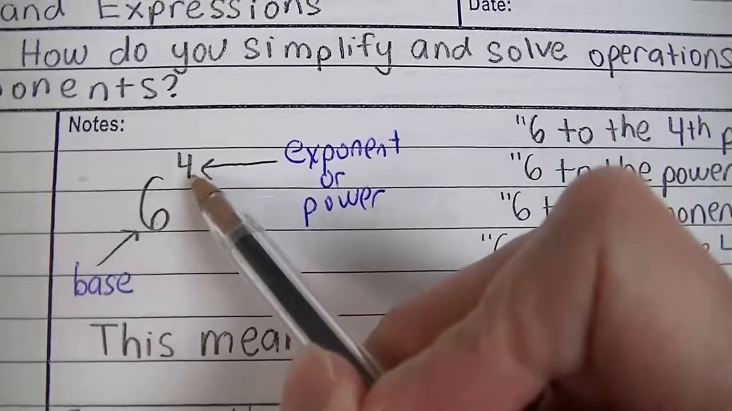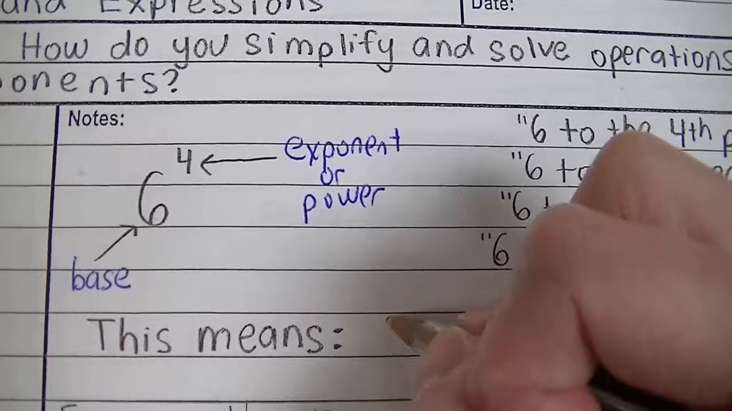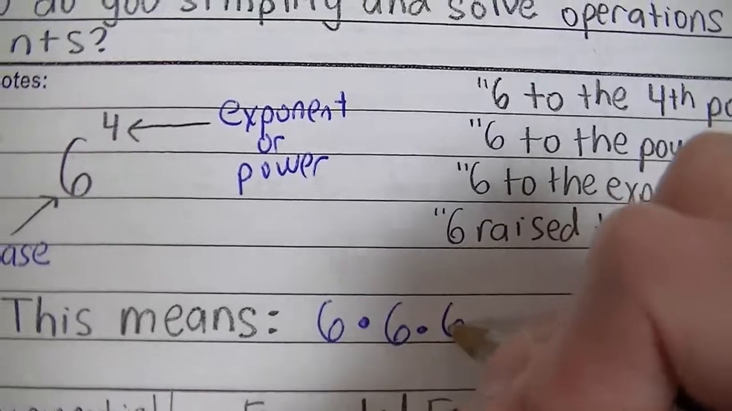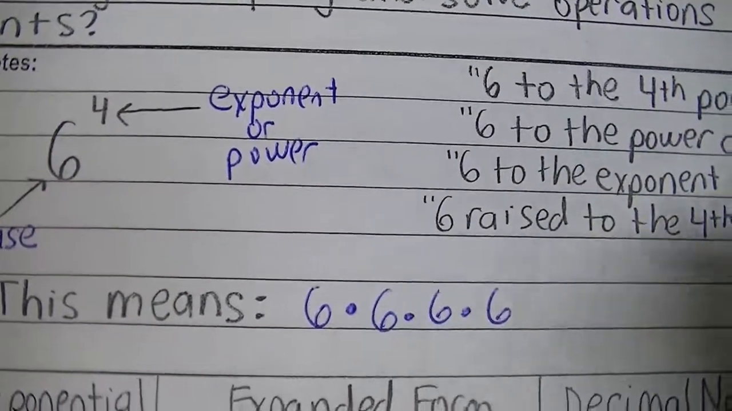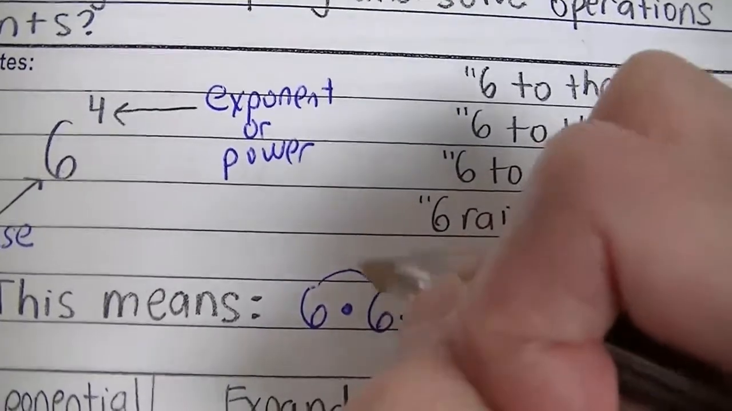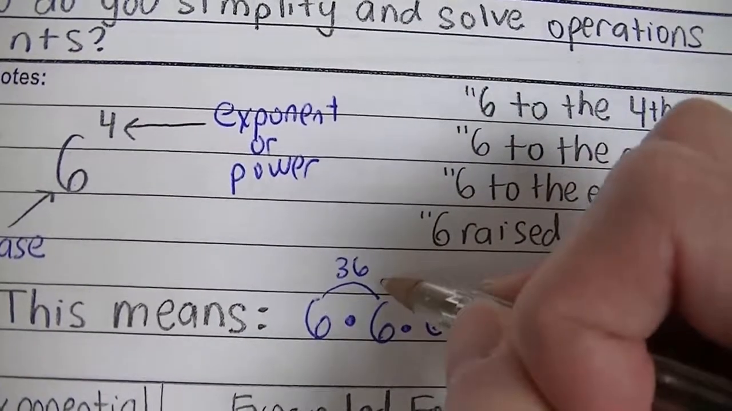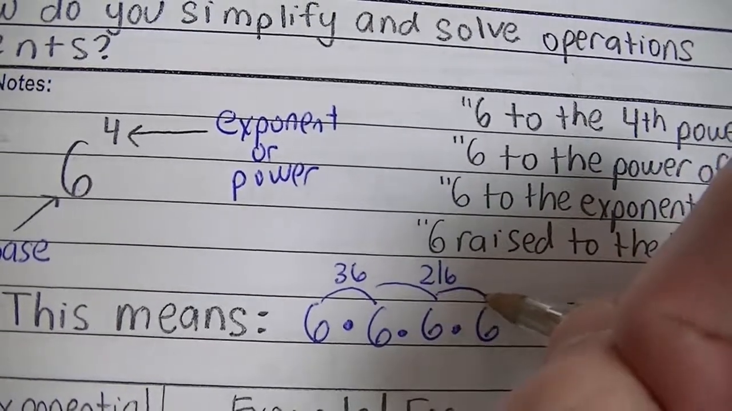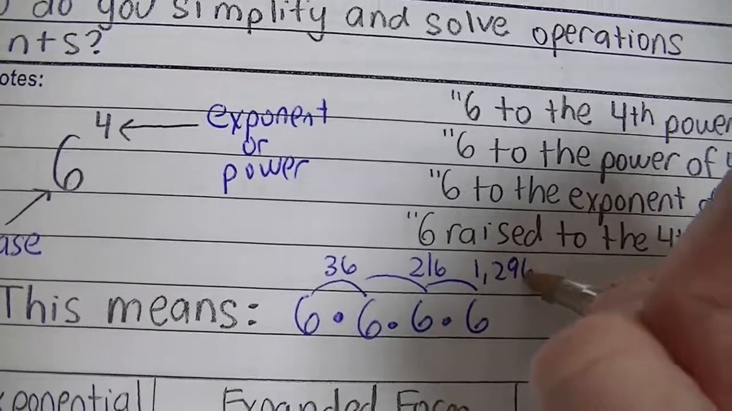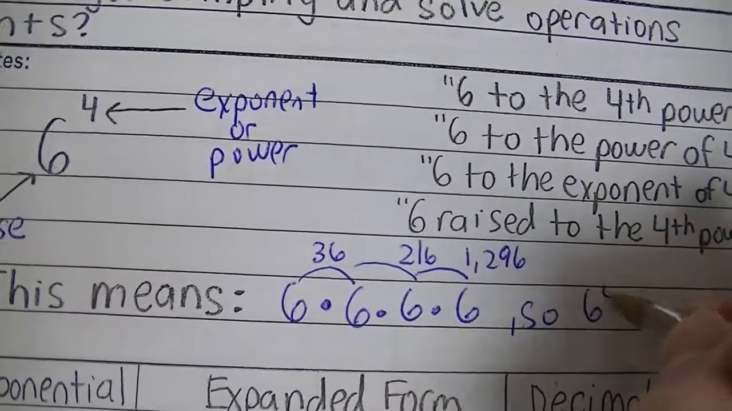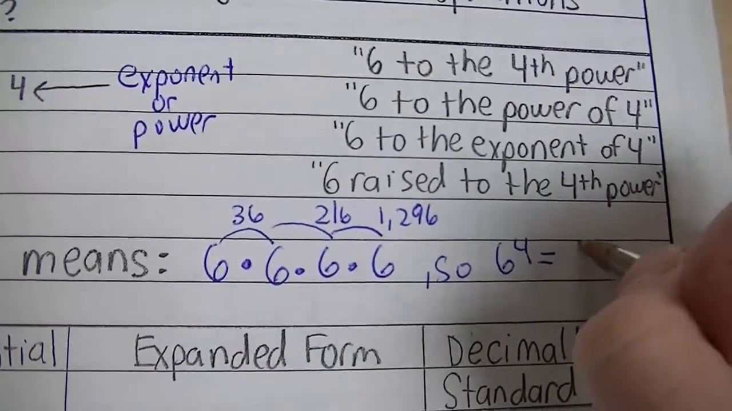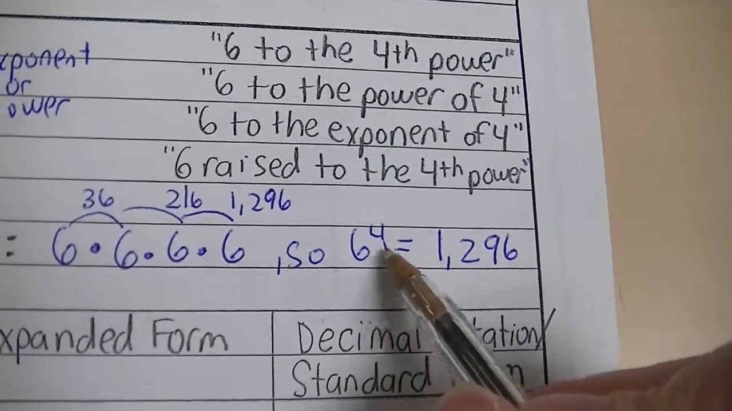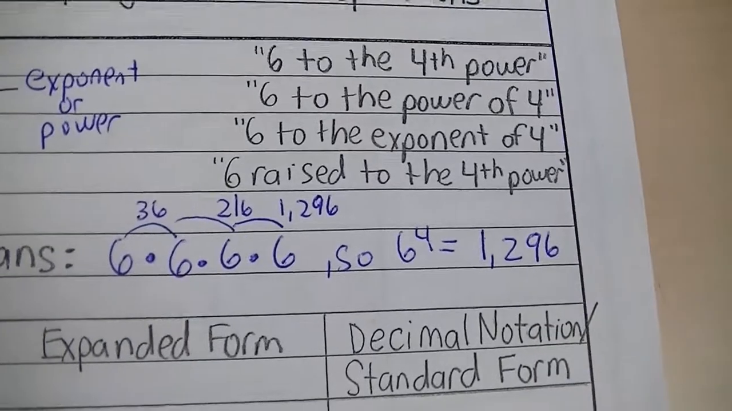And 6 to the 4th power, what that really means is you're going to multiply 6 by itself 4 times. So it would look like this when you expand it out. Okay? When you go 6 multiplied by 6, that's 36. And then 36 times 6 is 216. And 216 times 6 is 1,296. So 6 to the 4th power is equal to 1,296. If someone asks you, what is 6 to the power of 4? You would say 1,296.